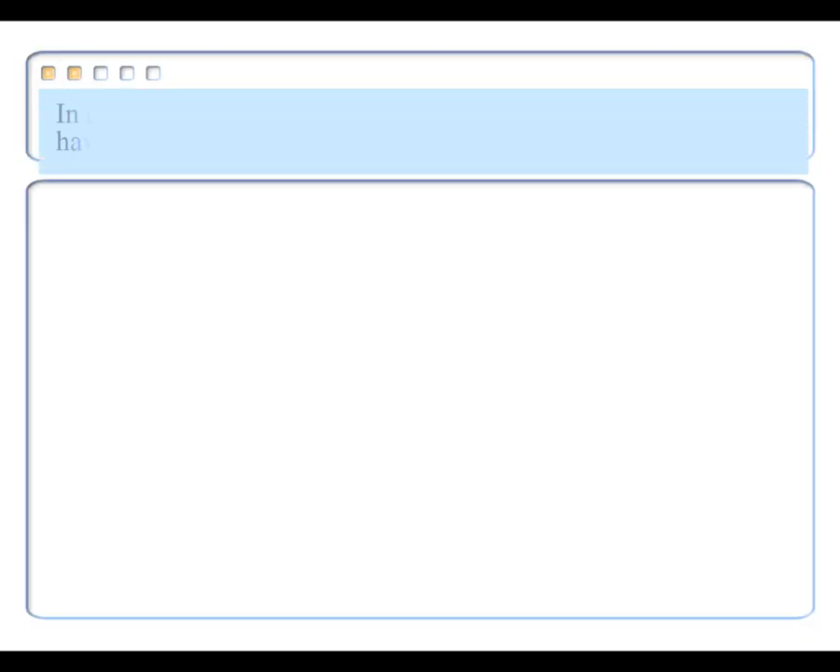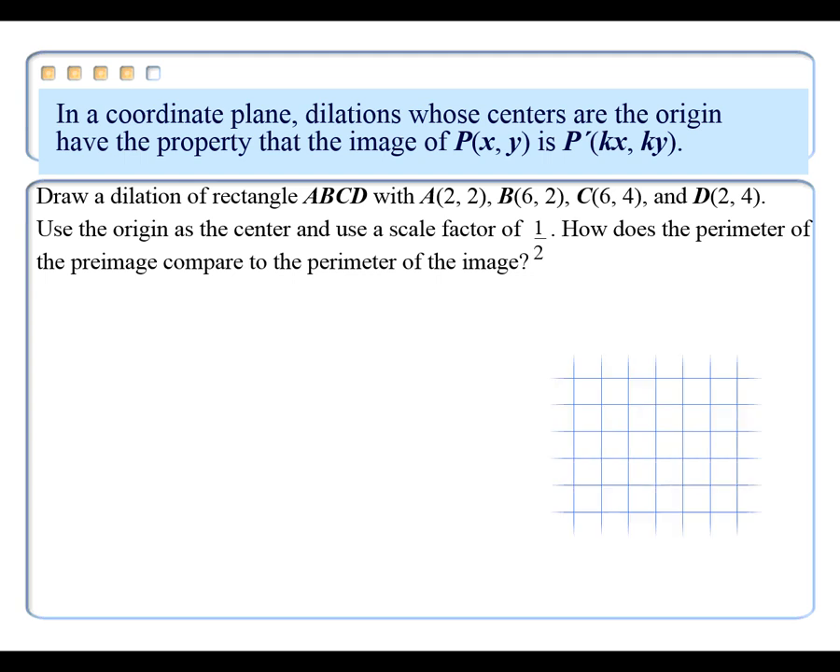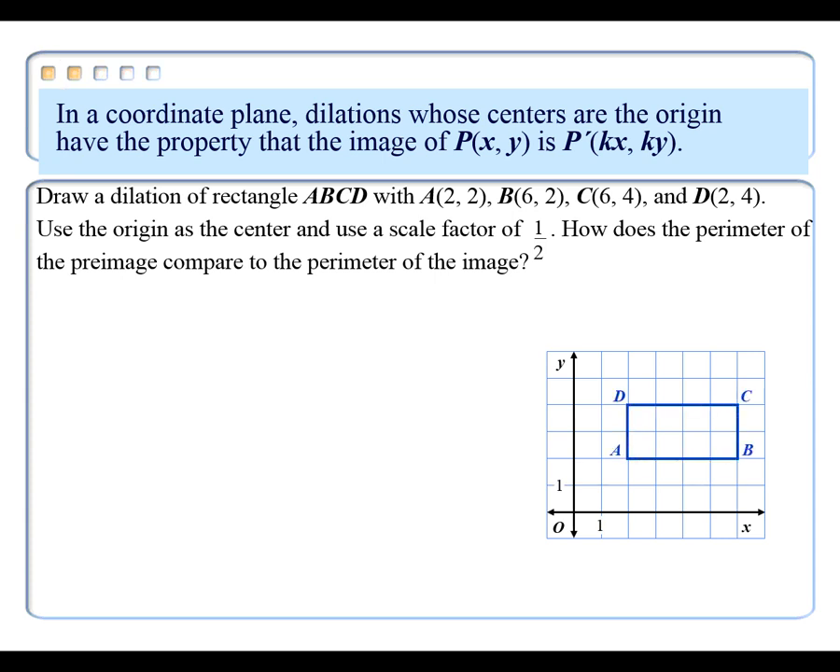All right, you guys, so we're tackling example 4, which says, draw a dilation of rectangle ABCD with point A at 2, 2, B at 6, 2, C at 6, 4, and D at 2, 4. And it says, use the origin as the center and a scale factor of 1/2. Find the coordinates of the image.